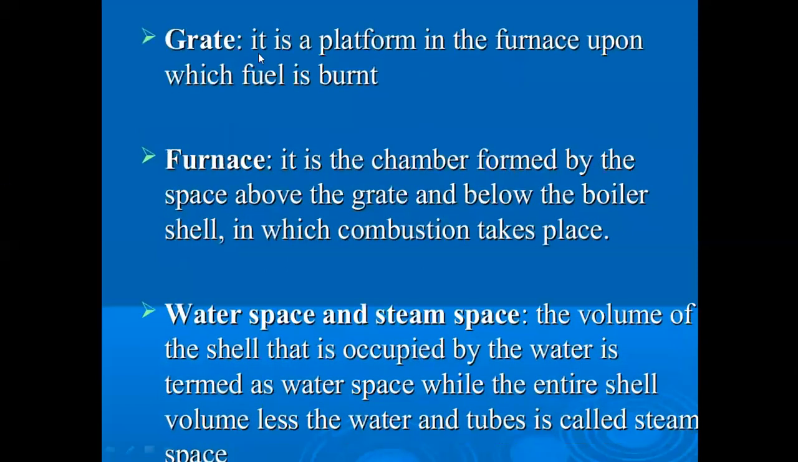Then grate. The grate is a platform in the furnace upon which fuel is burnt. In the grate, fuel is burnt, and the grate is also used for supply of air. Necessary air for the combustion is supplied through the grate. After combustion of fuel, ash is produced, and through this grate we collect the ash within the ash pit.